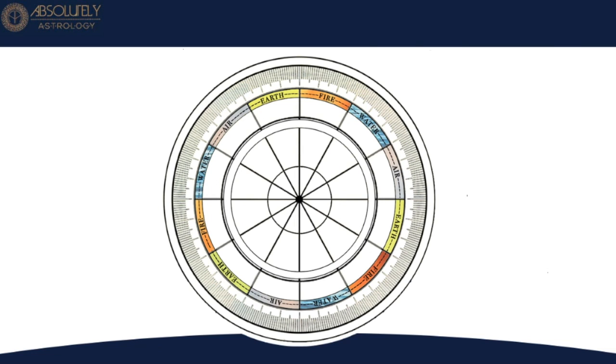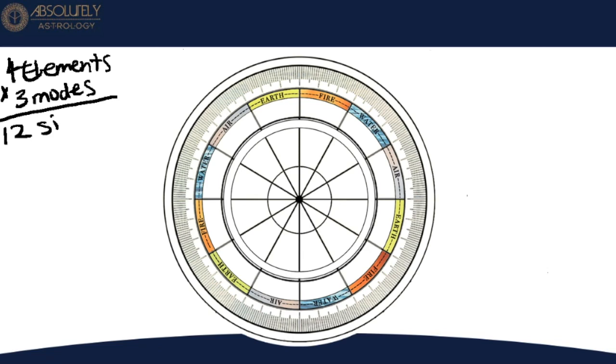Okay, so now it's just putting it all together, okay? So in astrology, this is always the formula: 4 elements times the 3 modes is what creates the 12 signs of the zodiac. And now you know what the elements mean, and you know what the modes mean. So really, you know the 12 signs.